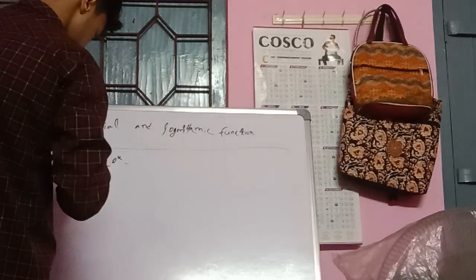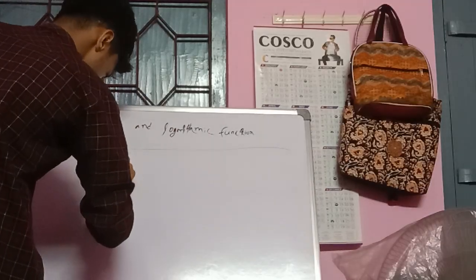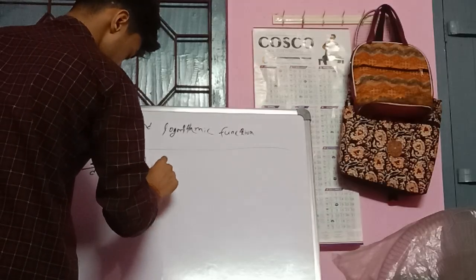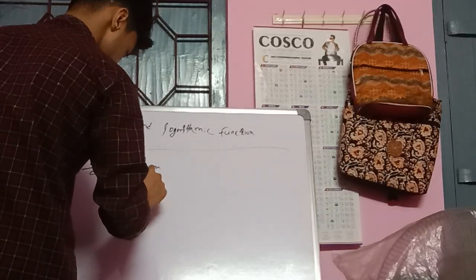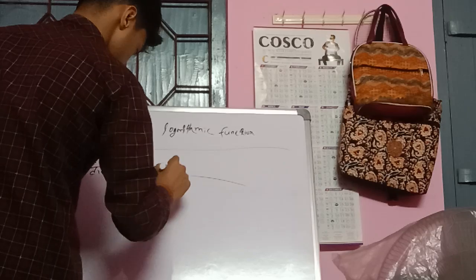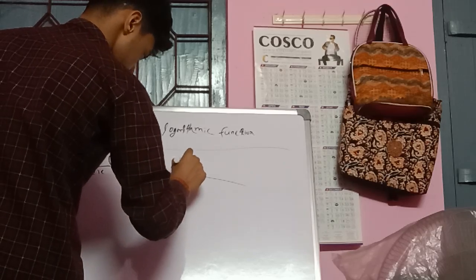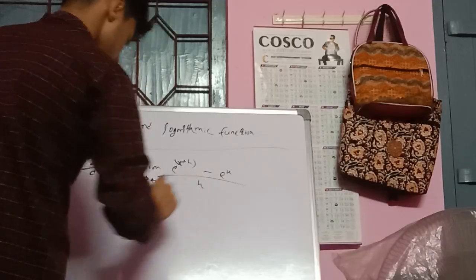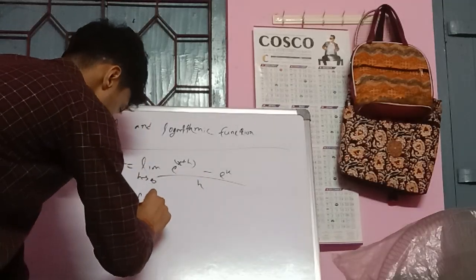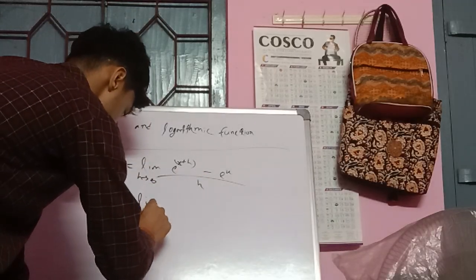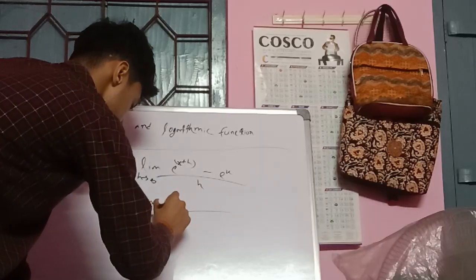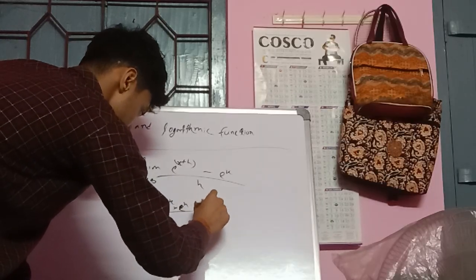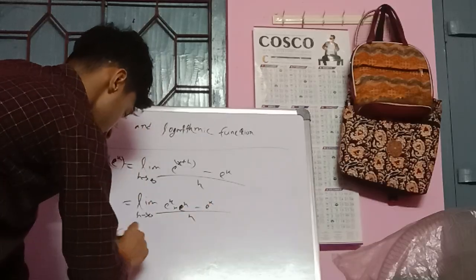d/dx of e to the power x, with the first principle, is the limit as h approaches 0 of e to the power x plus h minus e to the x, divided by h. I can write this as e to the x times e to the h minus e to the x, whole divided by h.